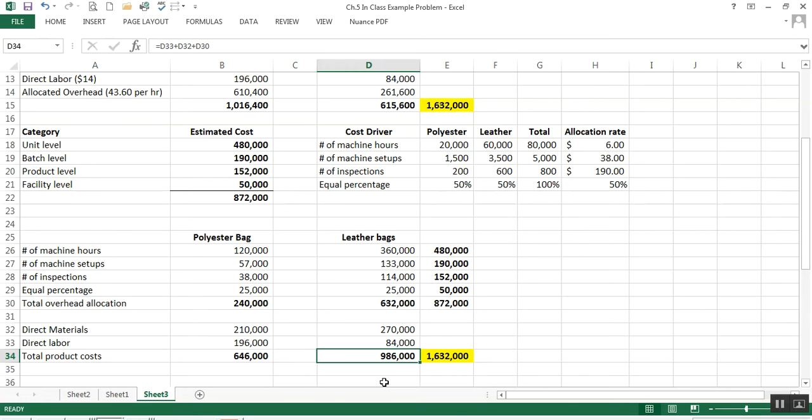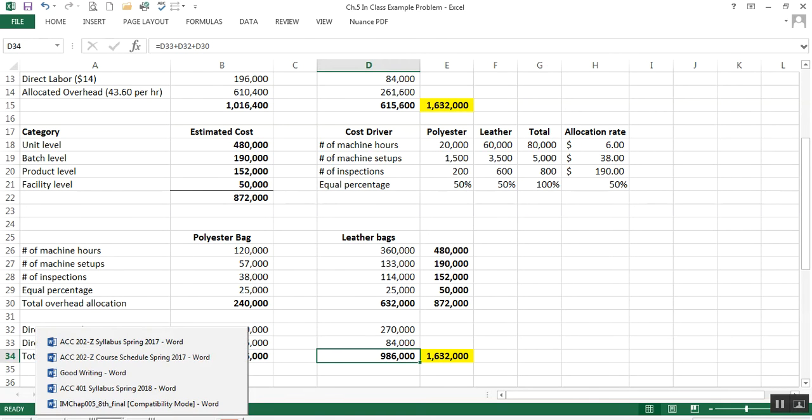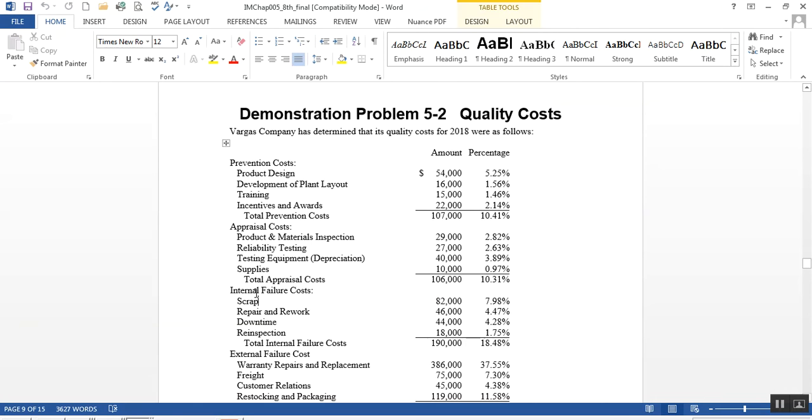Which method do you think is more accurate? Combined, it's exactly the same. But the ABC method gives us a different allocation between the two than the labor method, the traditional method. Which one do you think is better and why? We'll talk about this in class on Tuesday. So think about this and think about the two different methods and which one is more accurate and appropriately assigns the overhead costs.